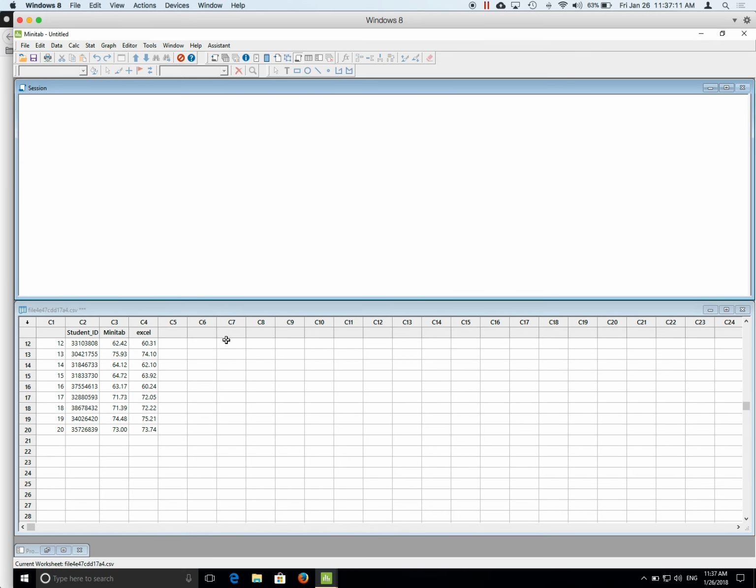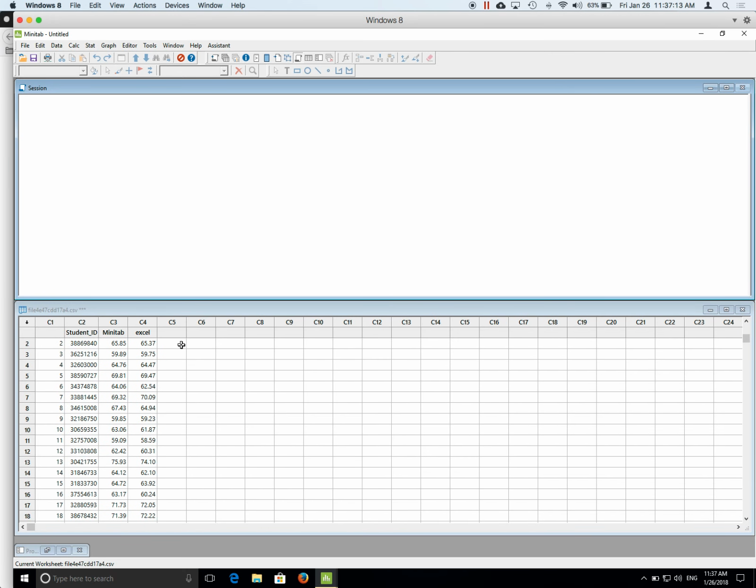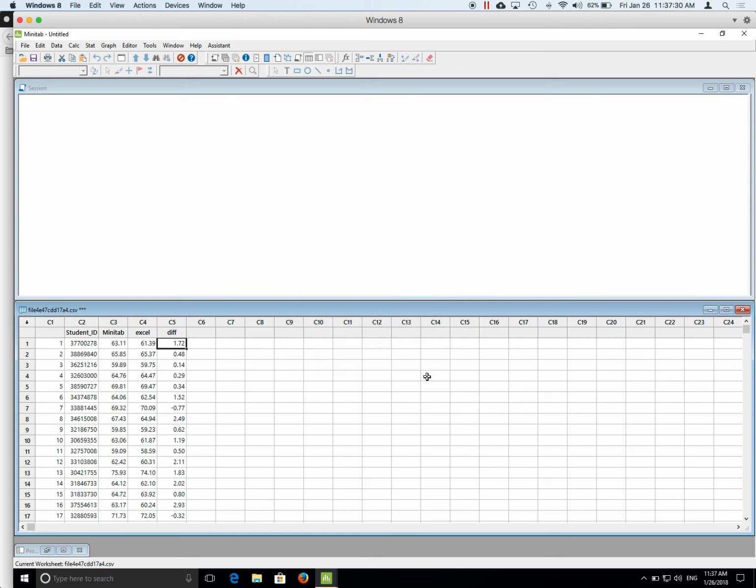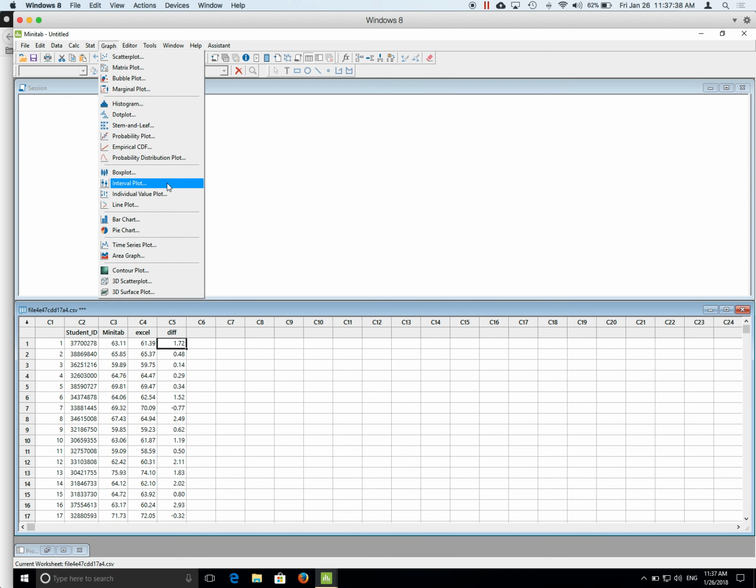Once we've decided that it's a paired situation, then really we need to assess the normality of the difference between these variables. So here in column 5, I'm just going to put difference and go up to calculator. And in column 5 there, I'm going to take whatever's in column 3 and subtract whatever's in column 4. And so what I'm going to get here is this number subtract this number is right here. So when I have a paired situation, I want to assess the normality of the paired differences.